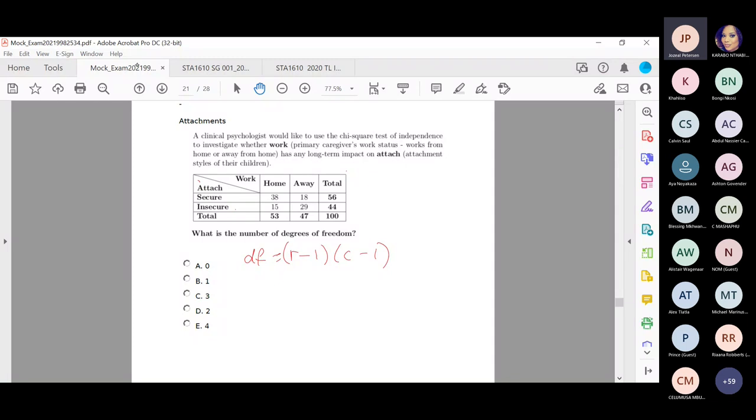the labels. So how many number of rows do we have? We have two. One, two. How many number of columns? Two. There we go. Do not read this column and that column. How many number of columns do we have? We only have two. I just said it now. Don't read the labels and the headers. So one times one is equal to one. So the answer is B.